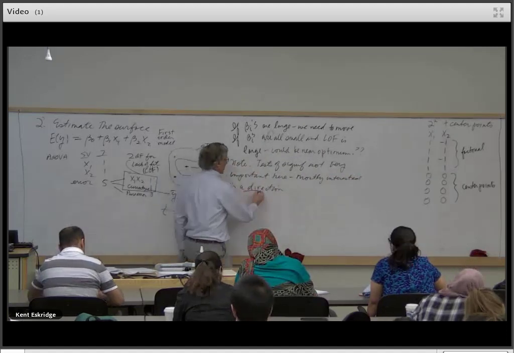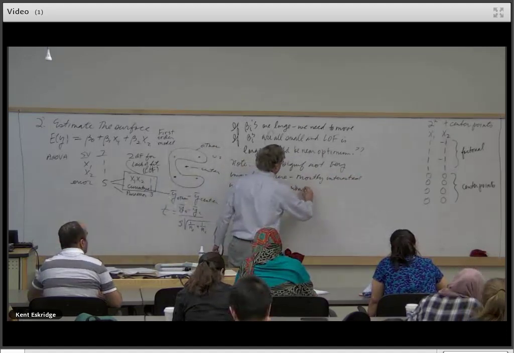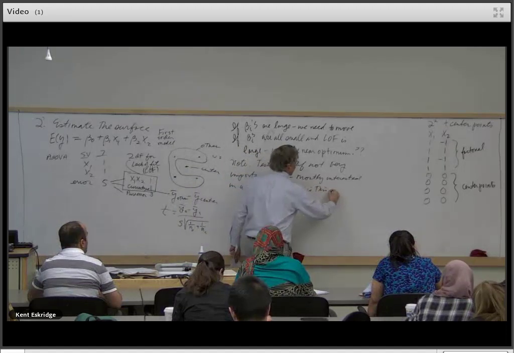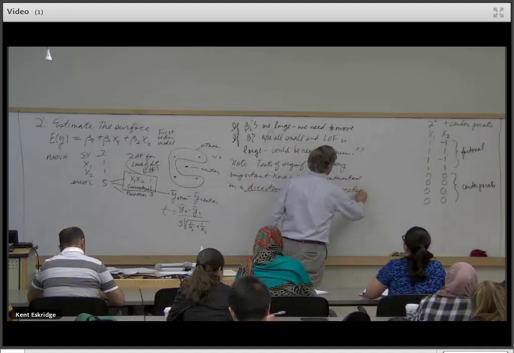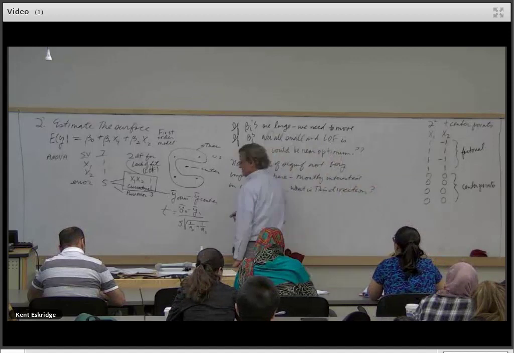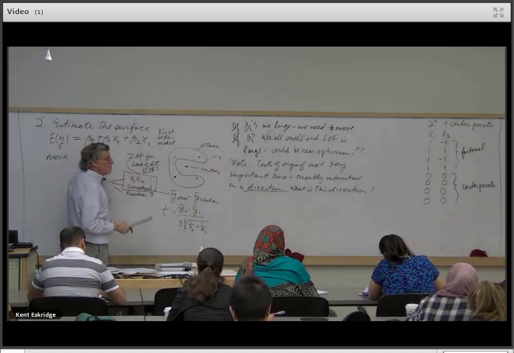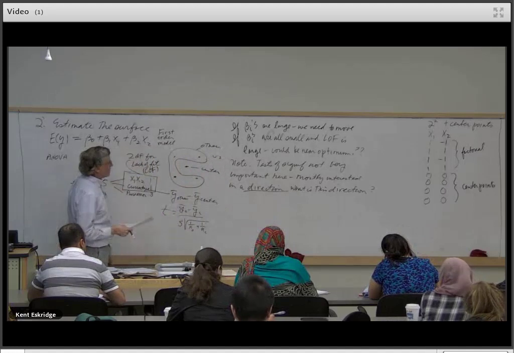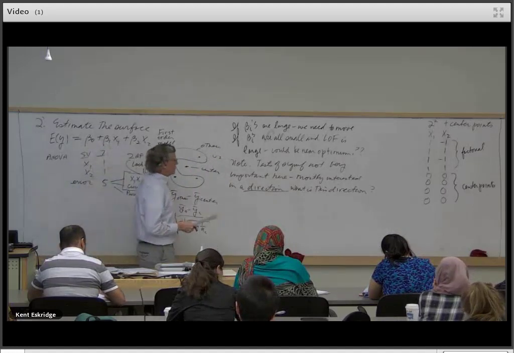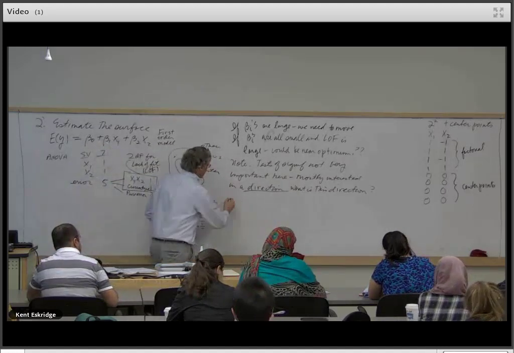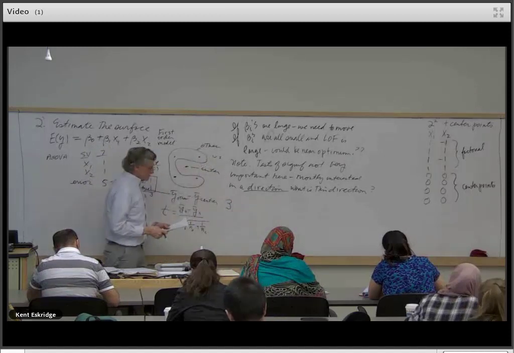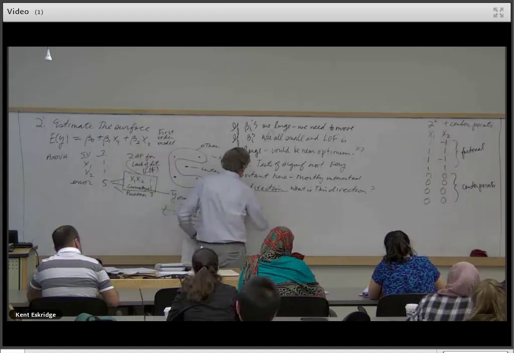What is this direction? Tests of significance are not very important at this point. We're mostly interested in the direction, but what is this direction? So this is number 3. This direction is called the path of steepest descent.